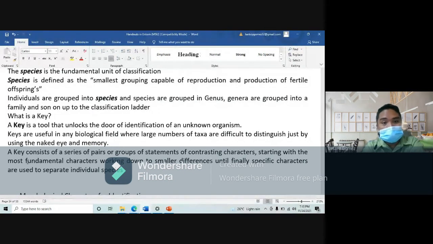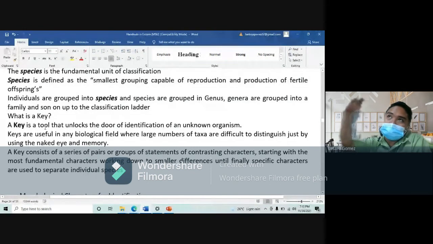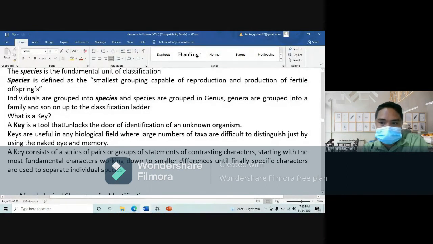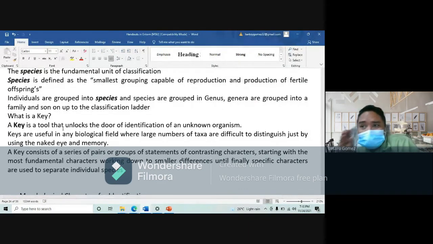Ks are useful in any biological field where large numbers of taxa are difficult to distinguish just by using the naked eye and memory. So take note, this K helps in giving the names of particular insects, because we cannot rely on memory recall or on what we have only seen in our place.